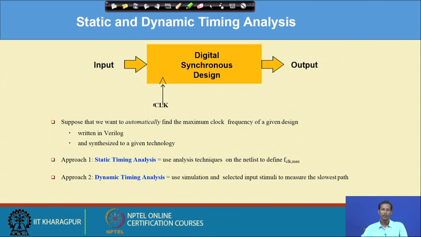Suppose whenever we are talking about a processor, let us say Intel Pentium 4, that may run at, let us say, 2.8 gigahertz.